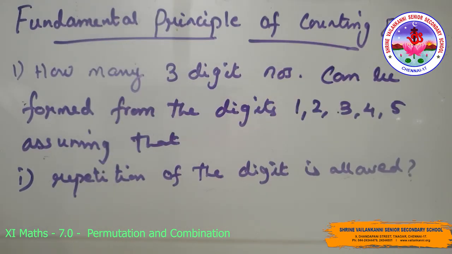Exercise 7.1, first question. How many 3-digit numbers can be formed from the digits 1, 2, 3, 4 and 5, assuming that repetition of the digit is allowed? Here a 3-digit number can be formed, but repetition is also allowed. For example, 335 or 553. Repetition is allowed. We have to form a 3-digit number.